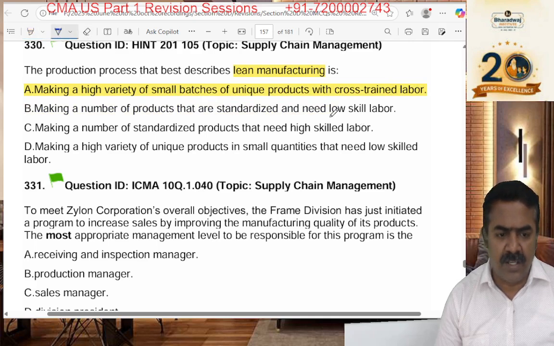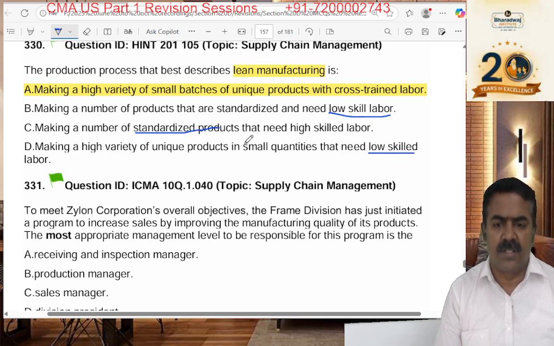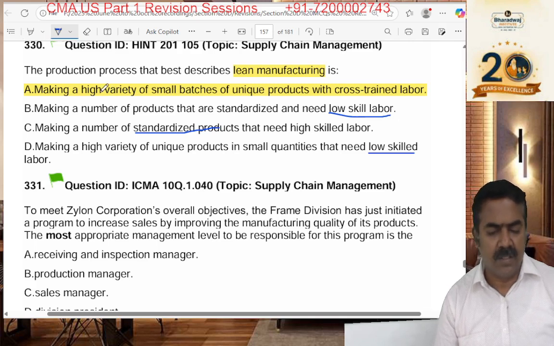So low skilled labor is not recommended. Standardized products is not recommended. The customer need should be satisfied. Low skilled worker is not a criteria. So A is the correct option. Let me check. Yes.